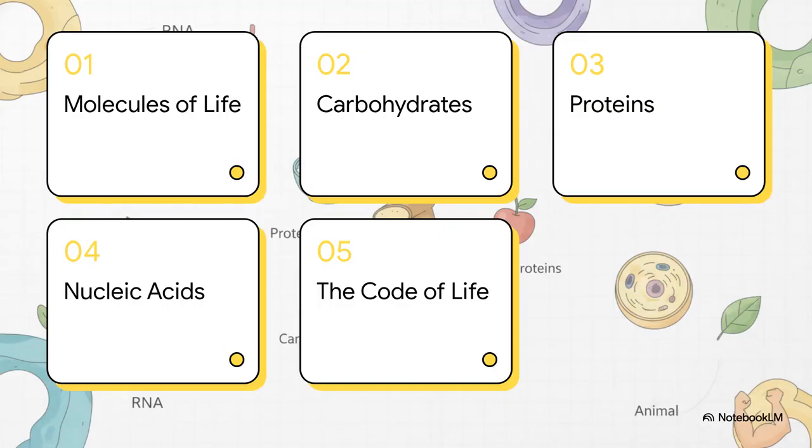So here's our game plan. We'll start with a quick introduction to the molecules of life. Then we're going to get into carbohydrates, which are basically our energy source. After that, we'll talk about proteins, the body's builders. And then we get to the really cool part, the master plan, with nucleic acids, which leads us right into the code of life itself.